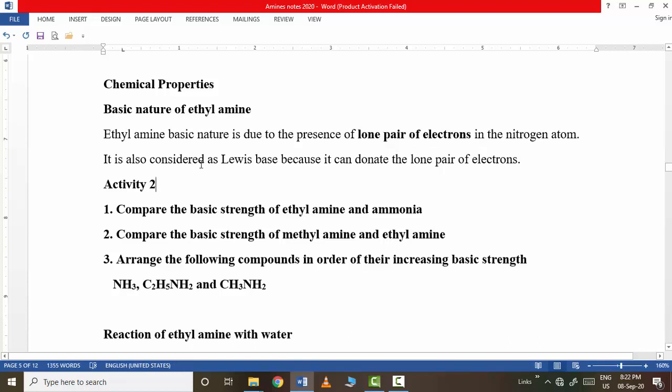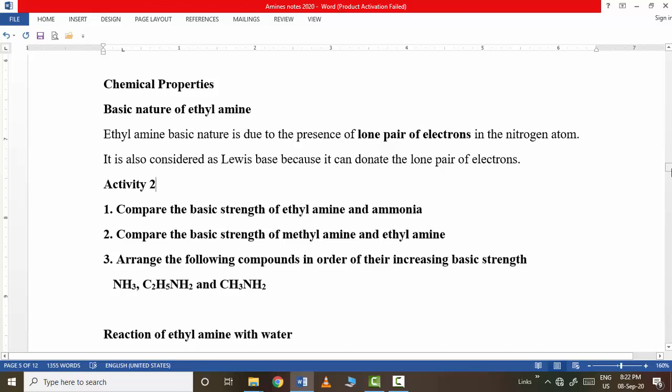So it will also be considered as a Lewis base because it can donate the lone pair of electrons. If you compare between the ethylamine and methylamine, earlier also I have told you the ethylamine can donate the lone pair of electrons more easily than the methylamine because it has the higher alkyl group.